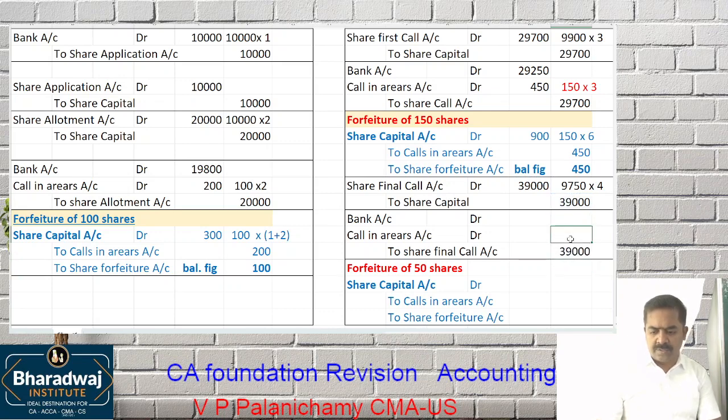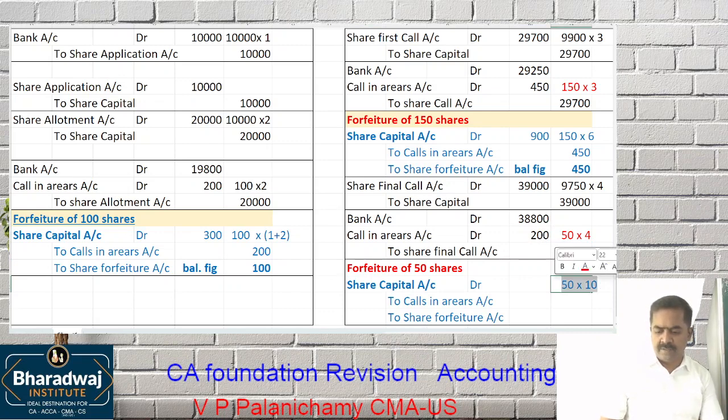In that, one person holding how many shares? 50 shares are not paying the final call. Balance. The 50 shares are fully called up into 10 rupees. Application, allotment, first call, final call, everything is over. Calls in arrears is 200. Balance will go to which account? Share forfeiture account.